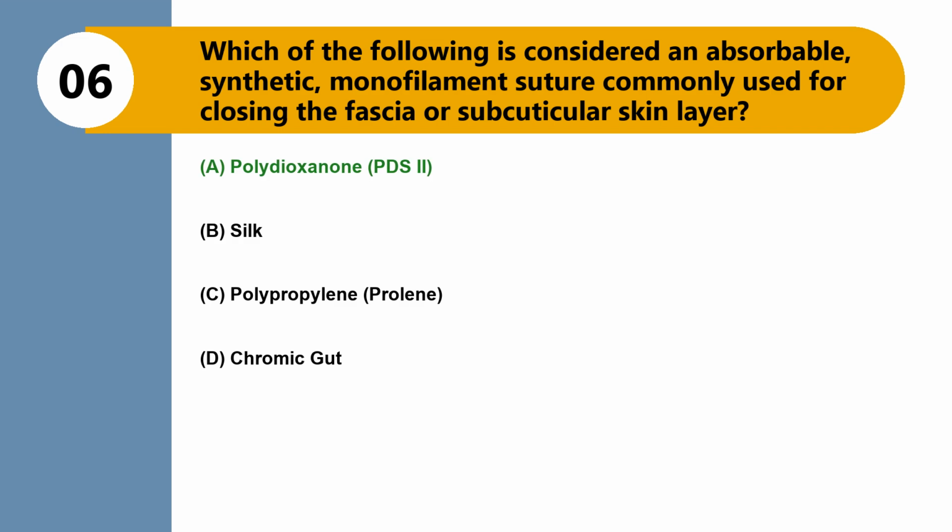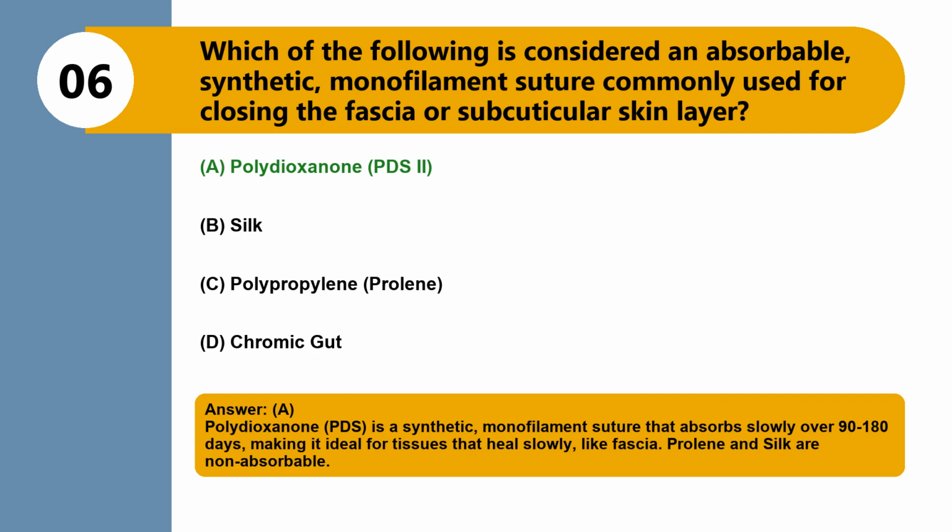Polydioxanone, PDS II. Polydioxanone, PDS, is a synthetic, monofilament suture that absorbs slowly over 90 to 180 days, making it ideal for tissues that heal slowly, like fascia. Prolene and silk are non-absorbable.